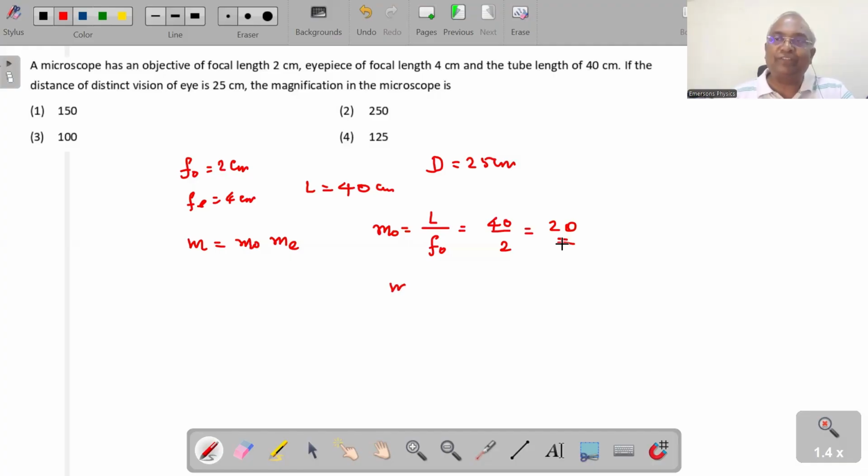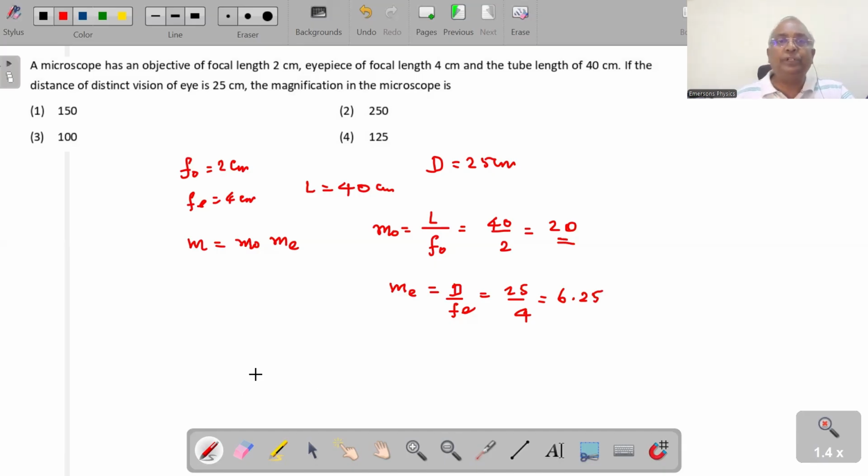Now we need the magnification of the eyepiece. For the final image at infinite distance, we take the formula 1 plus D by fe. Here D is nothing but 25 centimeter, and the focal length of the eyepiece is given as 4 centimeter. So it is 25 by 4, which is 6.25.